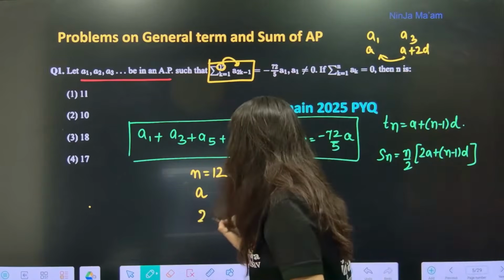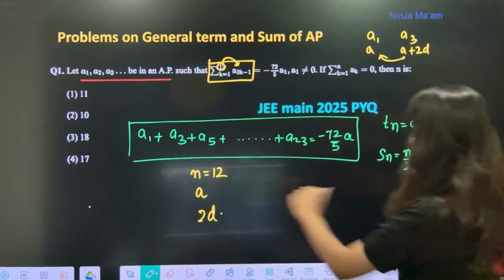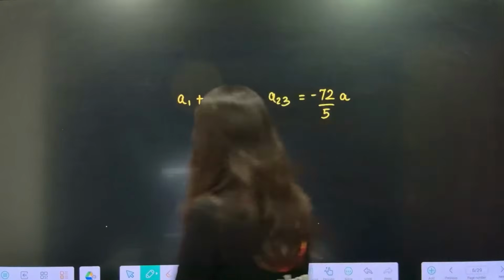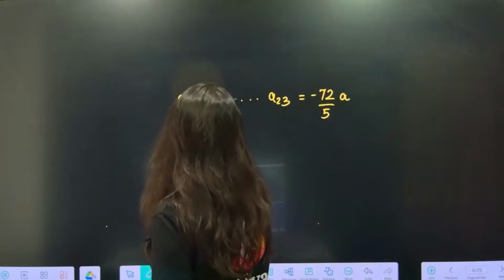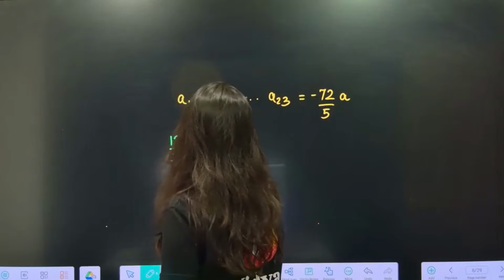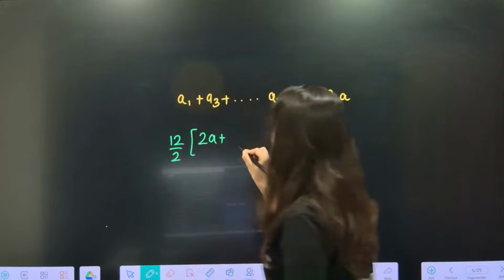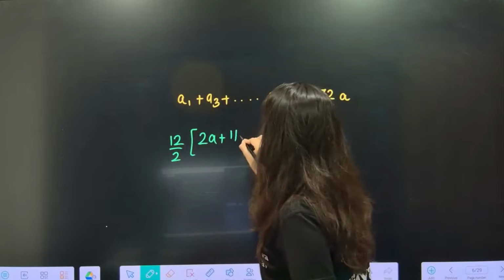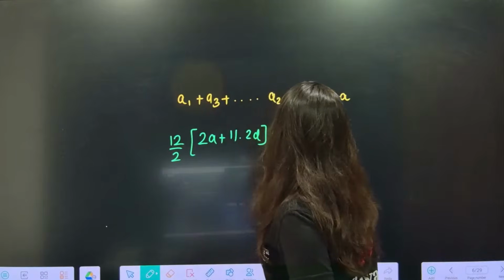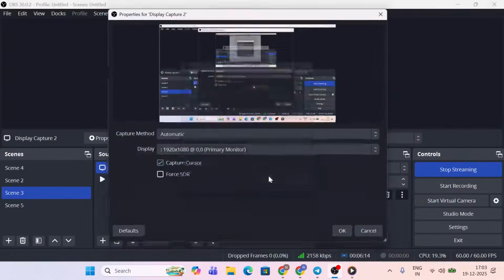2D is the common difference. So what we can do is apply the formula over here. If I apply the formula, total how many terms? 12 terms. So 12 by 2, 2A plus how many terms? 11, 12 minus 1, 11. And D is 2D. And this is going to be minus 72 by 5A.